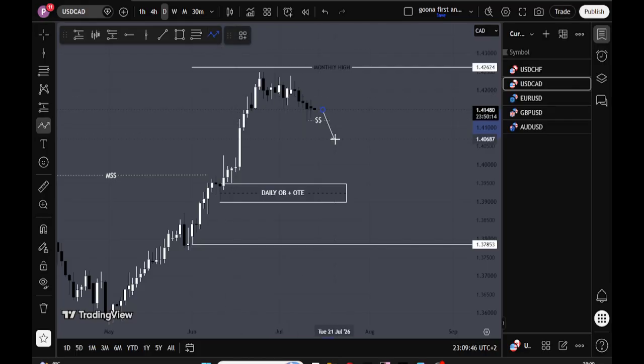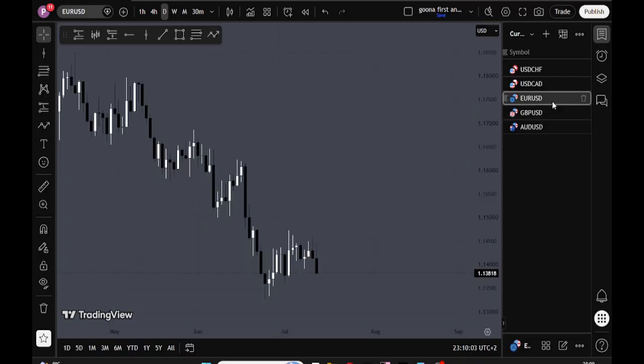So I'm expecting price to sweep this liquidity, move into our order block, and maybe 50% of the daily order block, and target the monthly high here. Something like this. Easy. Let's go to the EURUSD.